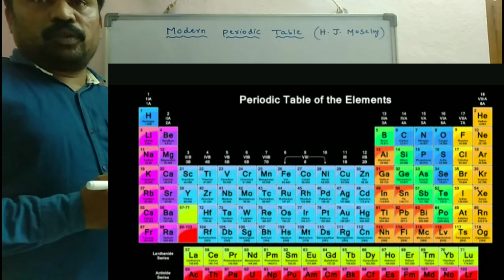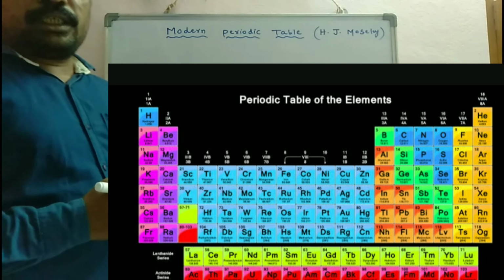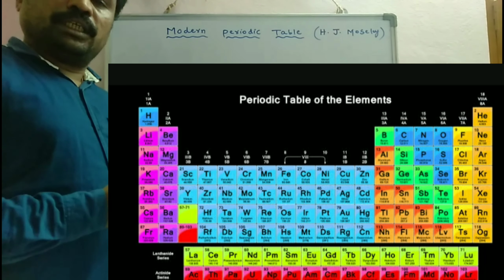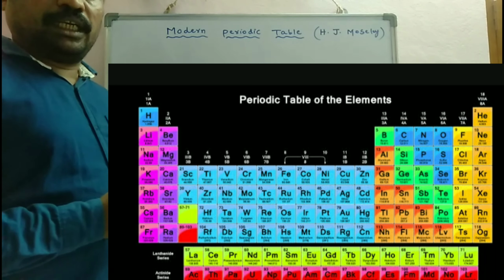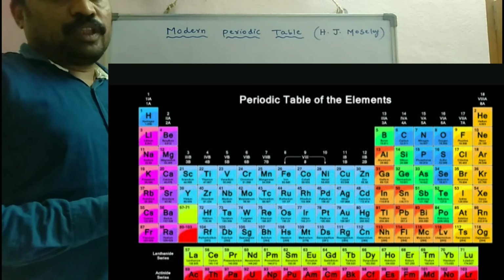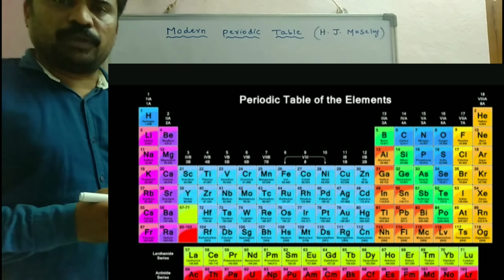So it is called short period. And you can see the third period also contains 8 elements. So even the third period is also called the short period.